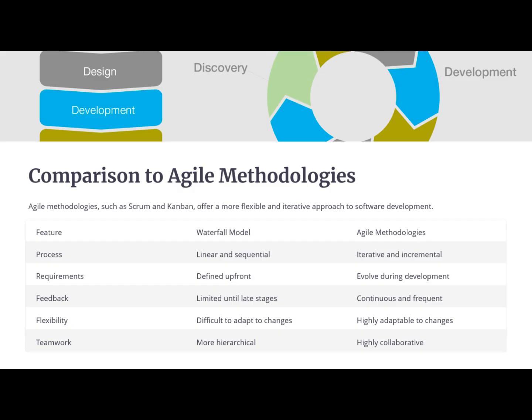Let us see in the slide the comparison to agile methodologies. Agile methodologies such as Scrum and Kanban offer a more flexible and iterative approach to software development. Let us see a few differences between waterfall and agile. Process. Waterfall is linear and sequential, and agile is iterative and incremental. Requirements are defined upfront in the waterfall model, while in agile methodologies they evolve during development.